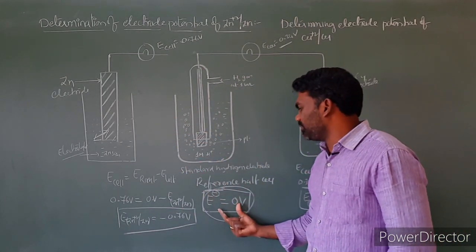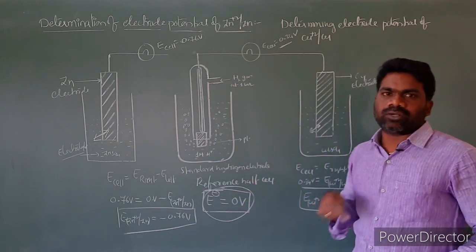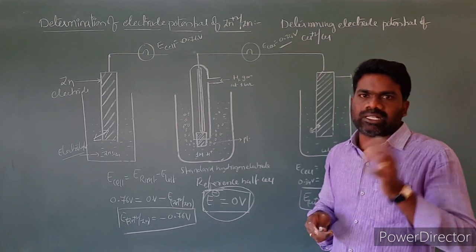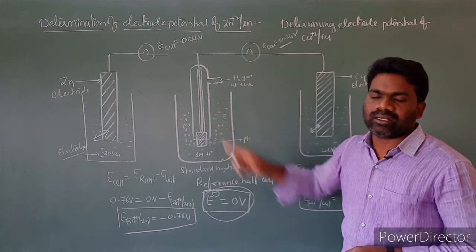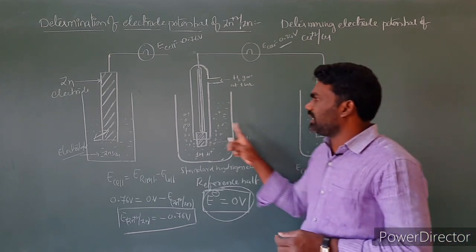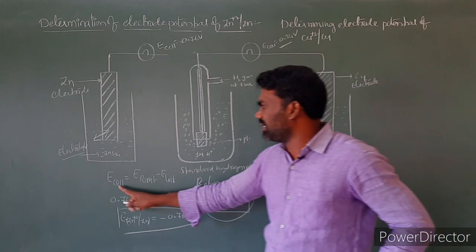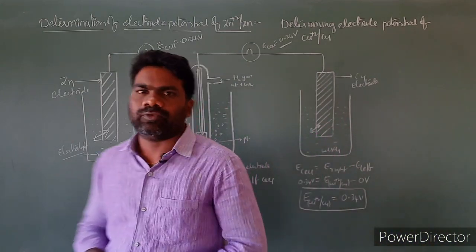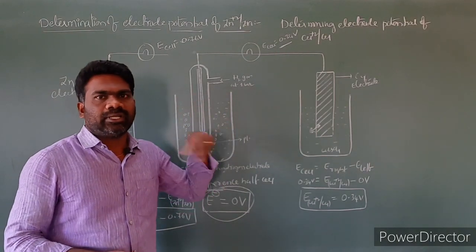Its electrode potential is how much? 0 volts. This is fixed. And which electrode potential do we have to find out? That electrode we have to connect to the standard hydrogen electrode. Whenever the electrode is connected to the standard hydrogen electrode, by taking the formula E cell is equal to E right minus E left, we are able to find out the electrode potential of any metal electrode.